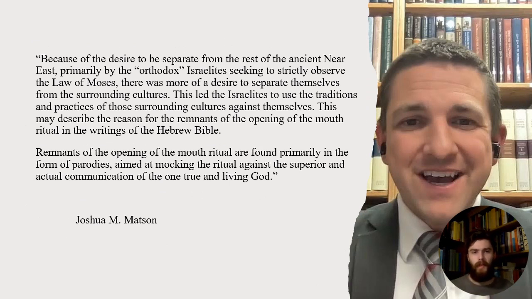Joshua Matson explains that because of the desire in Israel to be separate from the rest of the ancient Near Eastern context, predominantly by Israelites who want to observe the law strictly, there's more of a desire to separate themselves from the surrounding cultures. And so while they're aware of these purposes, and certainly we see evidence and glimpses of it in the way that they made their own cultic images, they definitely want to separate themselves from these practices. And this led the Israelites to use the traditions and practice of their surrounding cultures against them.